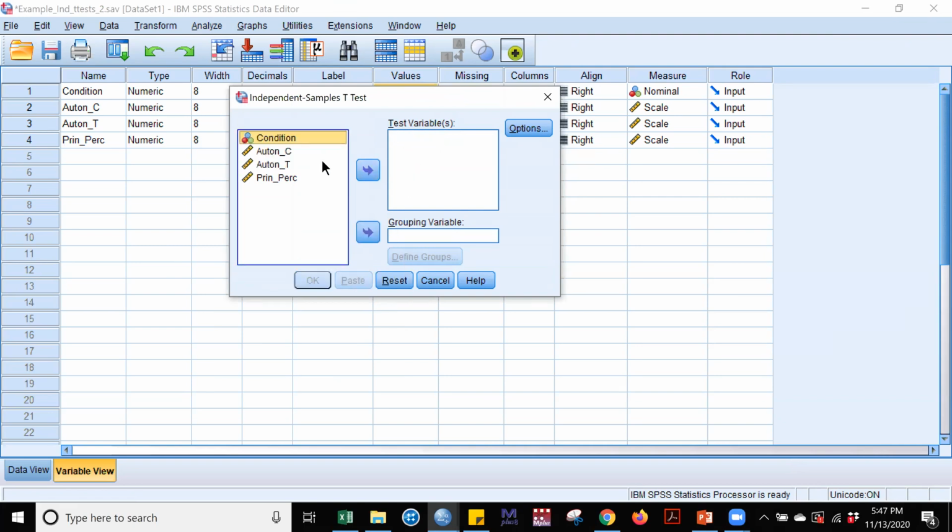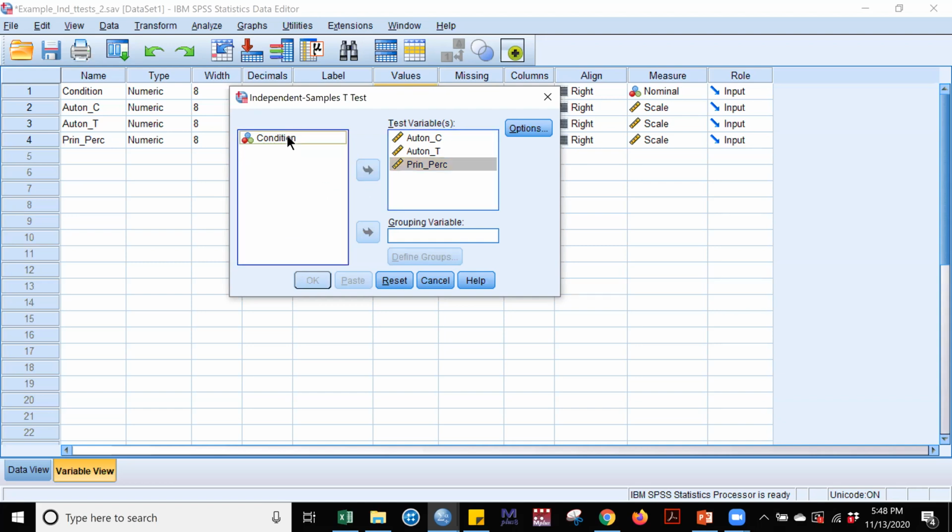So I'm going to reset this. We have the curricular autonomy, the teaching autonomy, and the perception of principals. To refresh, since I have stated some things that are incorrect: curricular autonomy and teaching autonomy are measured on scales from 1 to 7, and principal perception is measured on a scale from 0 to 6.